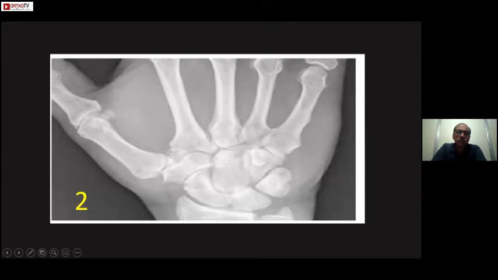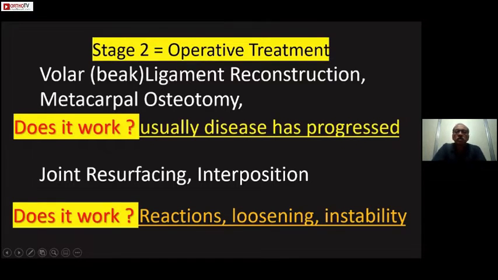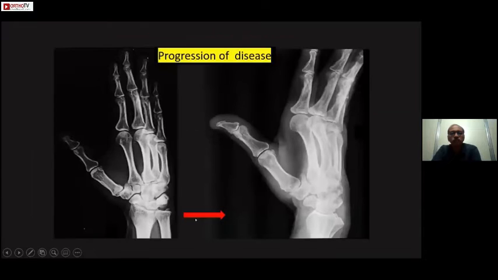You will have some medial osteophytes. You will have some lateral subluxation in these cases. And here, you try the conservative methods, but generally they don't succeed. These methods have been described: the volar beak ligament reconstruction, the metacarpal osteotomies. They generally don't work because by the time the patient comes to you for surgery, the disease has progressed. Joint resurfacing and interposition also have been described, but they don't work because of reactions, loosening, and instability.